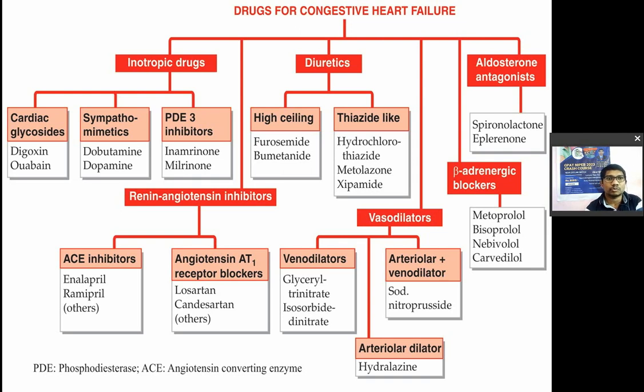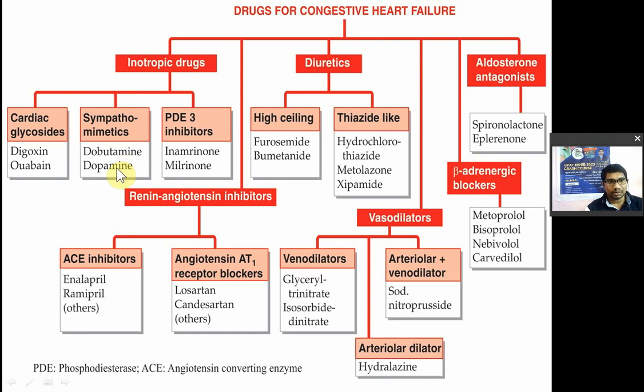So in that you have three kinds of drugs. Inotropic drugs, the first category. In that you have cardiac glycosides like digoxin, ouabain. Cardiac glycosides will increase the force of contraction. They are nothing but the sodium potassium ATPase inhibitors, right? Remember. Now sympathomimetic inotropes: dopamine and dobutamine, they will increase the force of contraction.